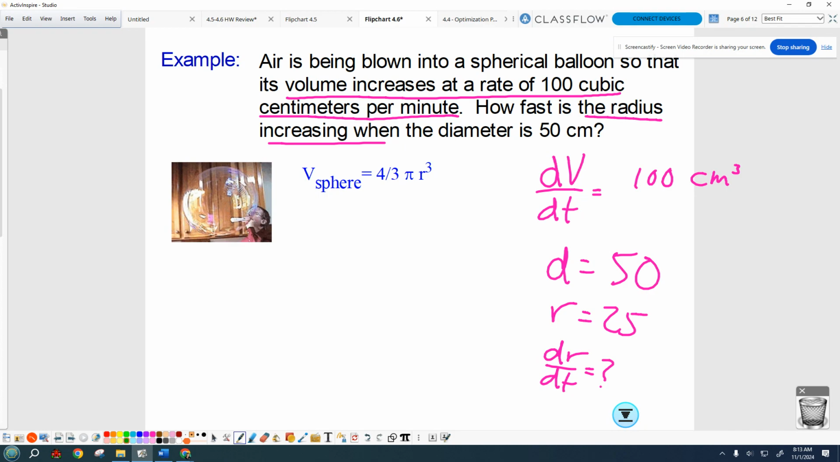In optimization, we did change in volume with respect to radius. Here, all of these things are asking about time, so I should do the derivative of everybody with respect to time. So how is volume changing over time? Okay, Stella, can you do this one? Can you do the derivative of this side with respect to time? 4 pi r squared dr/dt.